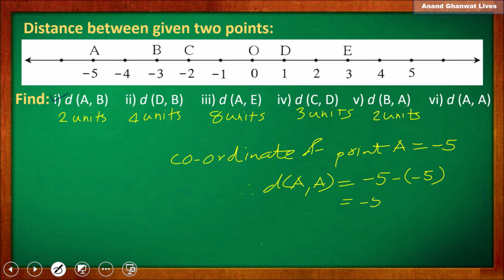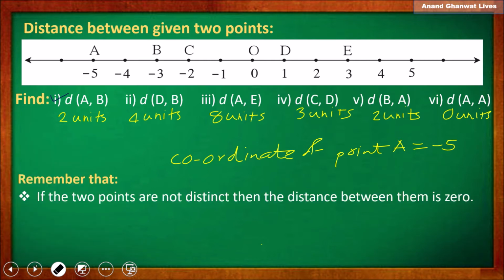So negative 5 plus 5 is equal to 0. So the distance between point A comma A is 0 units. Therefore, the distance between point B comma B, yes, very good, is 0 units. The distance between point C comma C, very good, is 0 units. So in this way you have learned here how to find the distance between given two points.